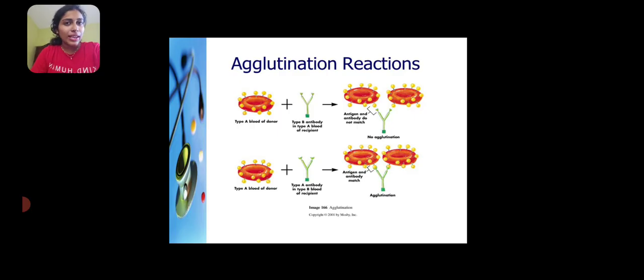So that is why a person who has blood group A can donate only to a person who has blood group A. A person who has blood group B can only donate to a person who has blood group B. So this is the criteria based on the presence or absence of the antigen and antibody. So this is the ABO blood grouping system. Thank you.